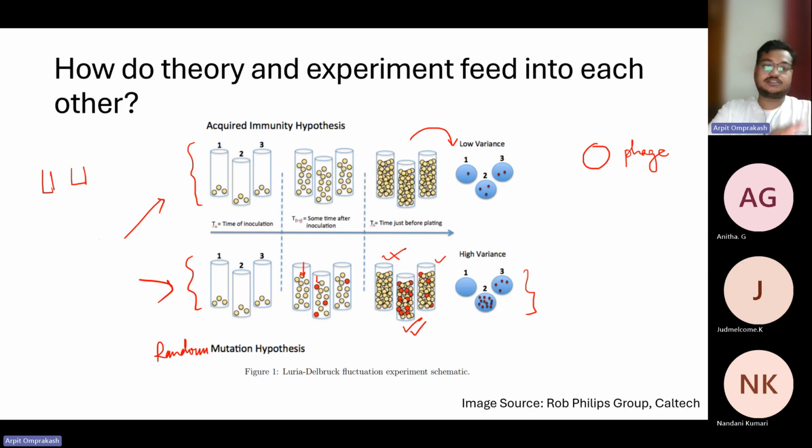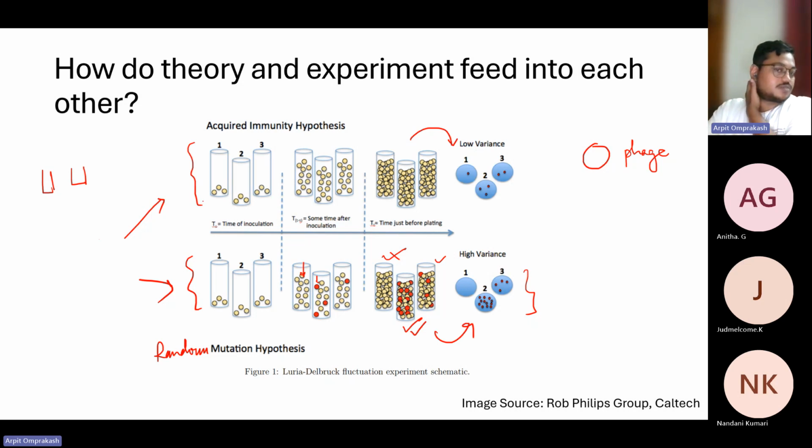So this is the framework or the theory that they had. They had a hypothesis for acquired immunity and a hypothesis for random mutation, and based on that, they were able to make mathematical predictions. If we do an experiment like this, we'll observe low variance, and if we do the other, high variance. The experiment in both cases is the same: they're basically taking a bacteria, inoculating it for some time, and then plating it.